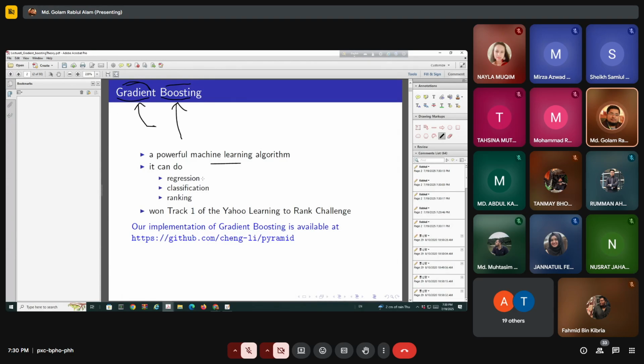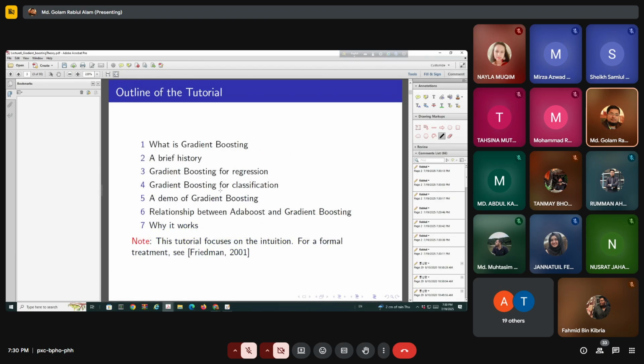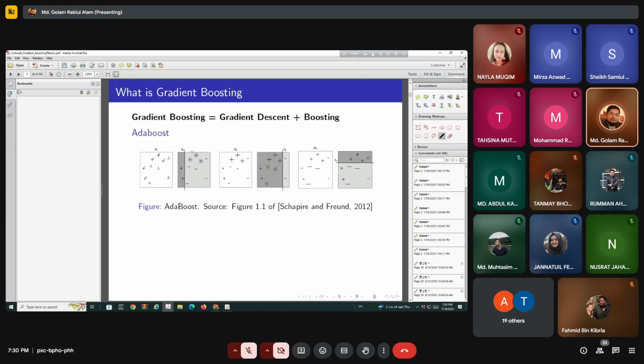It can do regression. We can apply gradient boosting for classification and for ranking of features. Okay. Then in this lecture, at first we will discuss how gradient boosting is different from AdaBoost, and then we will discuss the theory of gradient boosting, and then we will discuss one example with a database.